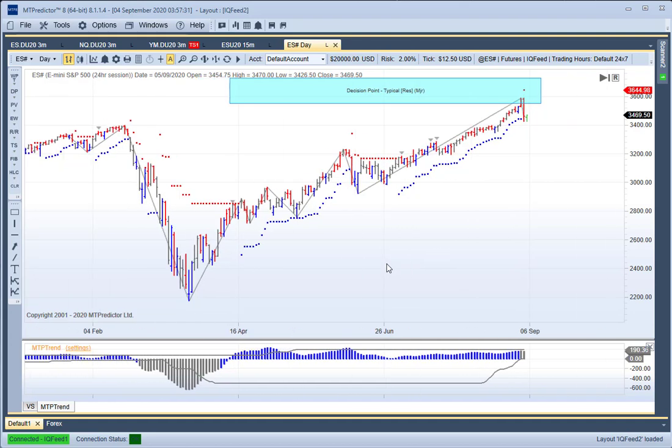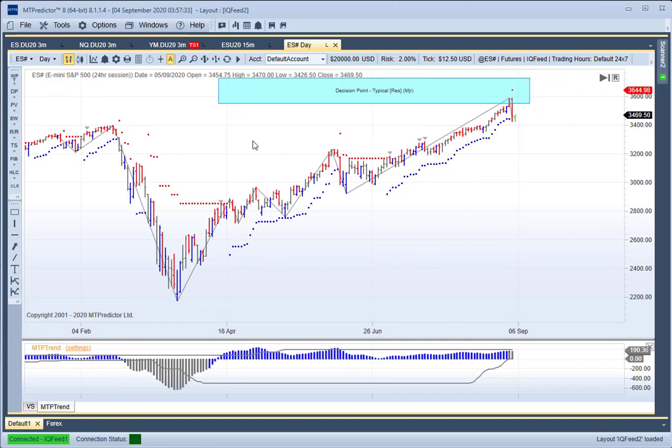So this is what MTPredictor is all about. It's about having areas on our chart in advance. In other words, we're looking to work ahead of the market to anticipate areas of support and resistance where markets are likely to make reversals. And as you can see, that prepared you beautifully before yesterday's sharp fall.